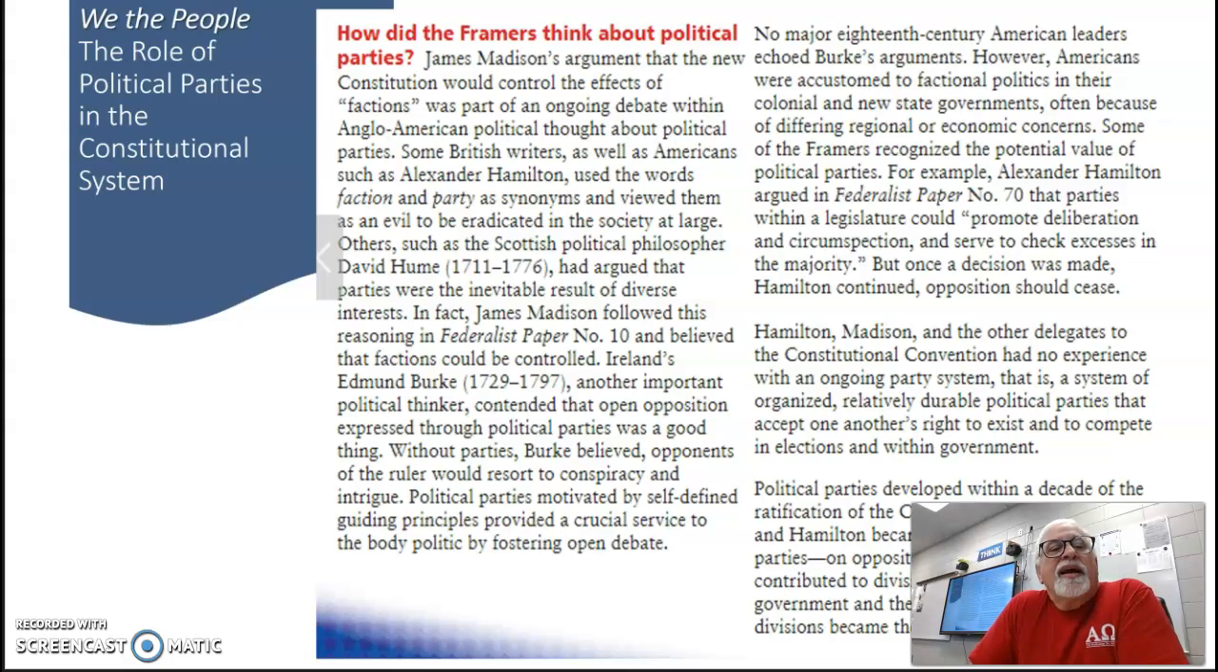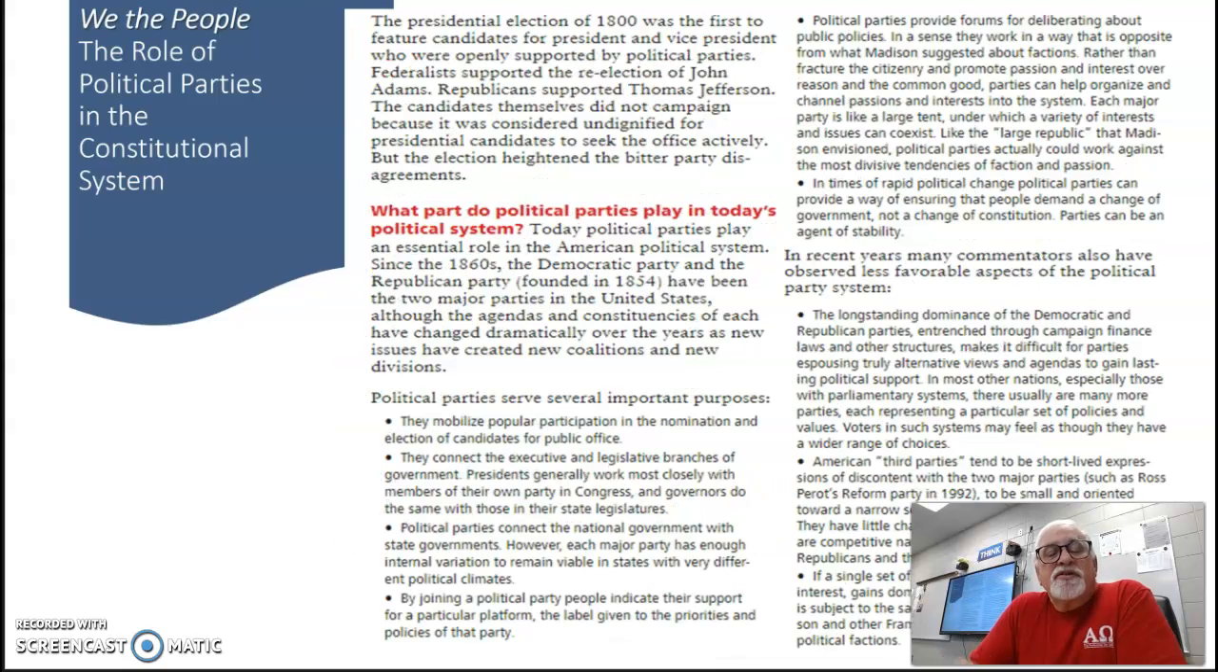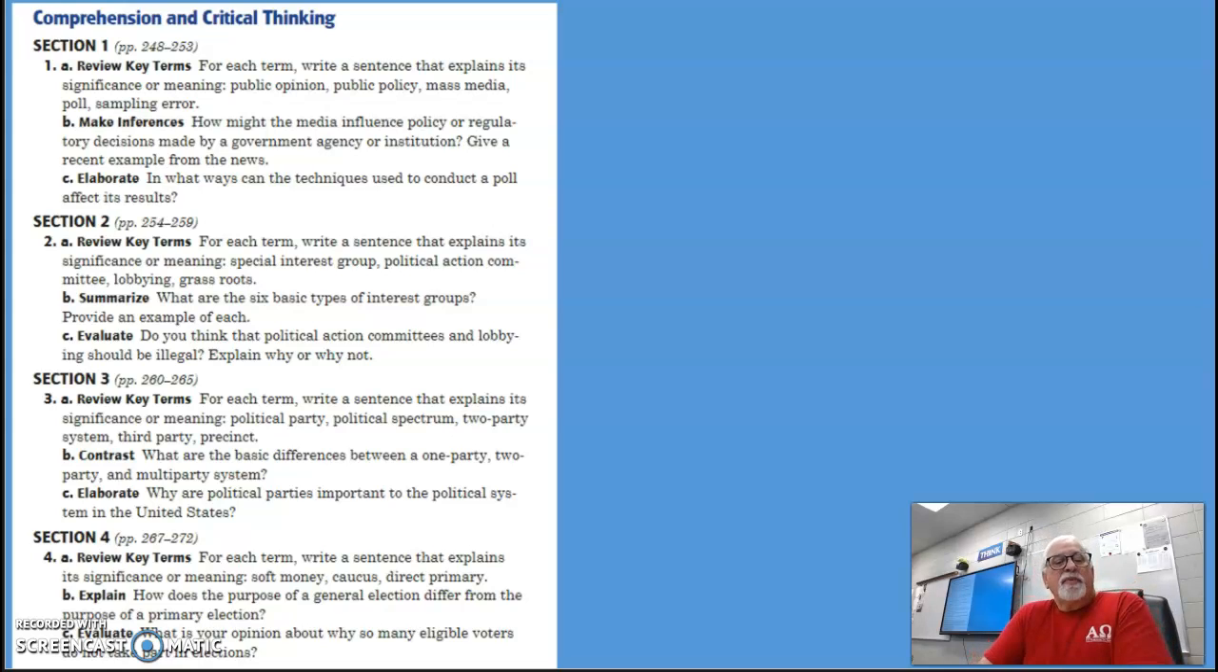Interesting case. And then the role of political parties in the constitutional system. You want to take a few minutes to read over that. Very, very interesting. And there are 2 pages on that. And then you might use the comprehension and critical thinking portion at the end of the chapter to review chapter 9 so that you understand this political process and what it's all about.